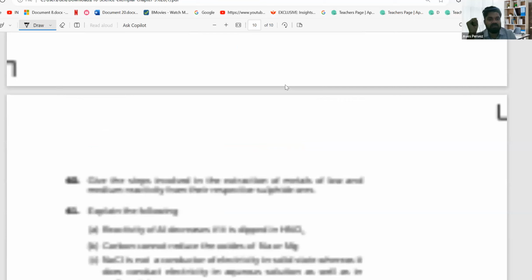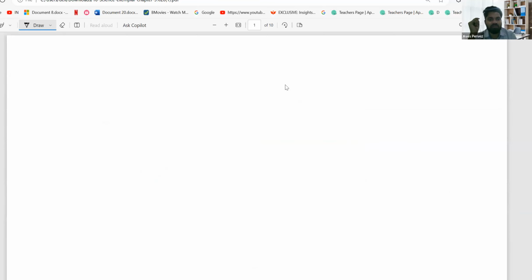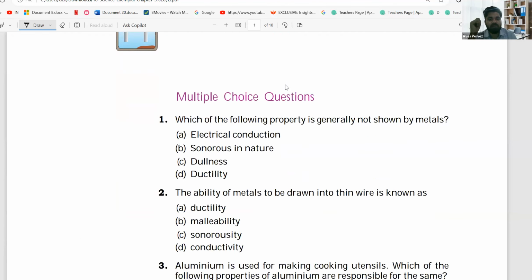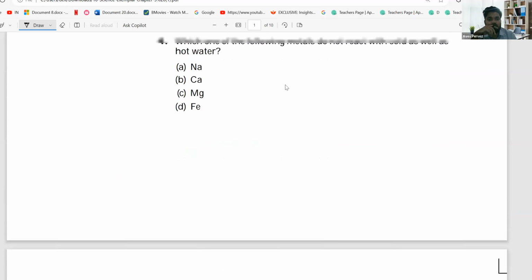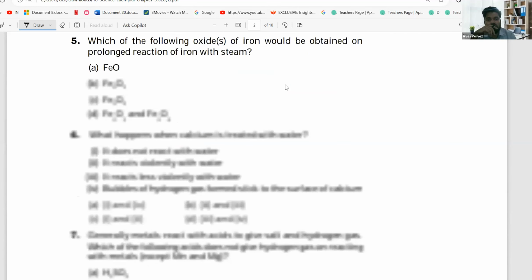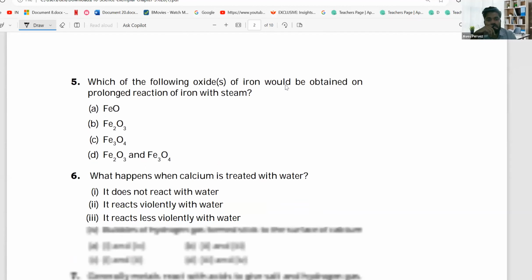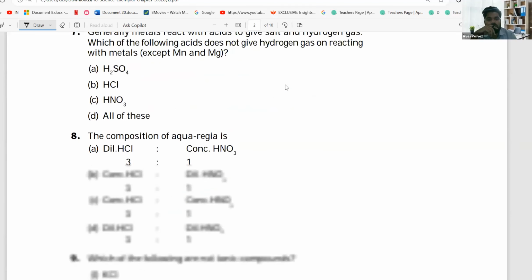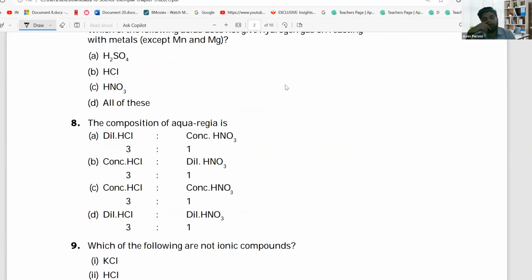Okay, so there are some other questions related to electrolytic refining. Let me check. Aqua regia, you understood what is aqua regia? Aqua regia is called royal water. It is a Latin word for royal water.